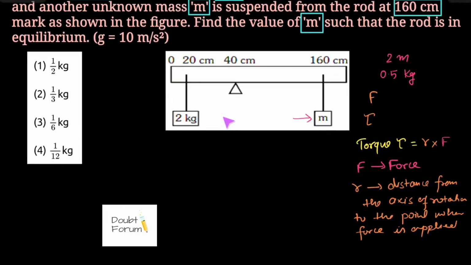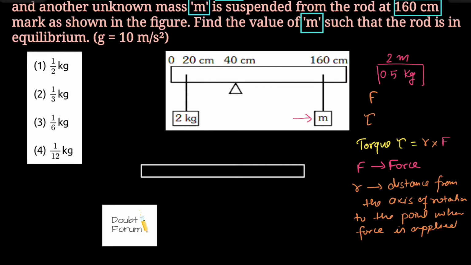Now to solve this question, we need to find the forces which are acting on this rod and also the value of R. So let me redraw this rod. Let's say this is a rod. The total length of the rod is 2 meter. The mass of this rod is 0.5 kilogram, as given in the question, and because of its mass, there will be a force in the downward direction. This force would be equal to the mass of the rod times acceleration due to gravity: the mass is 0.5 and g is 10, so its value would be 5 Newton.